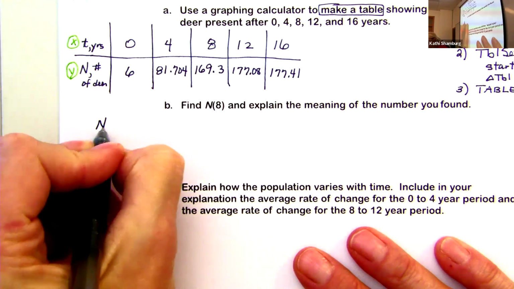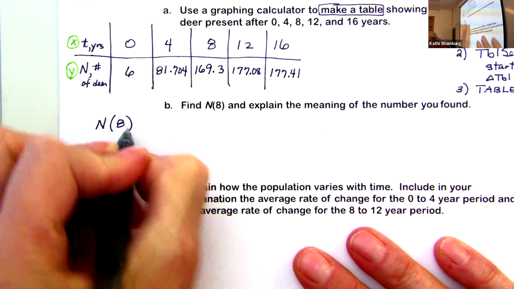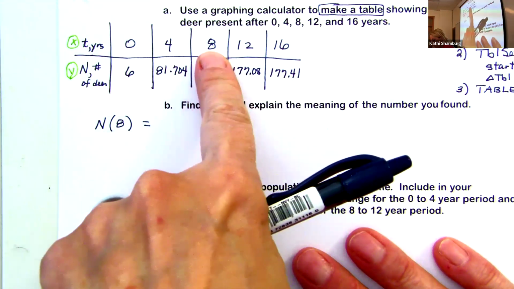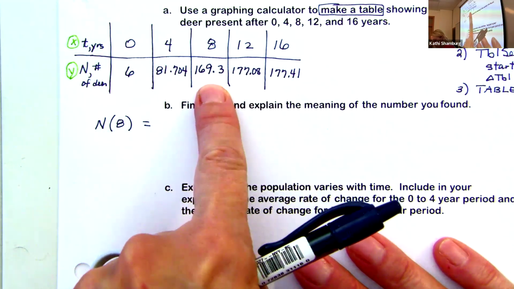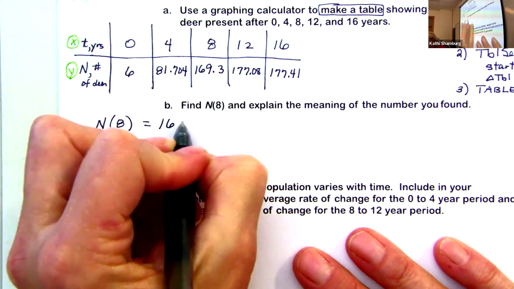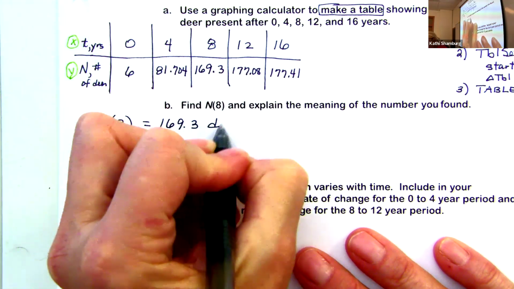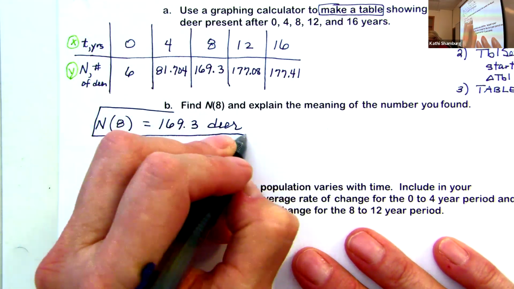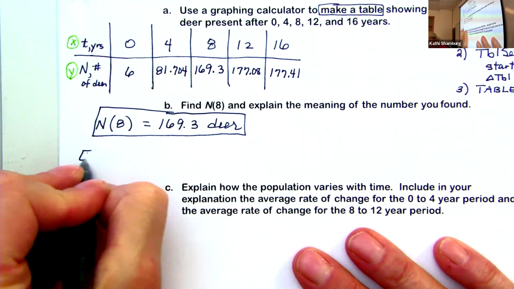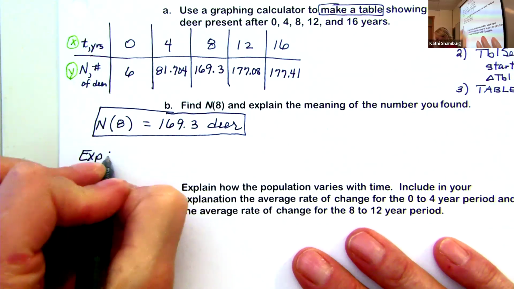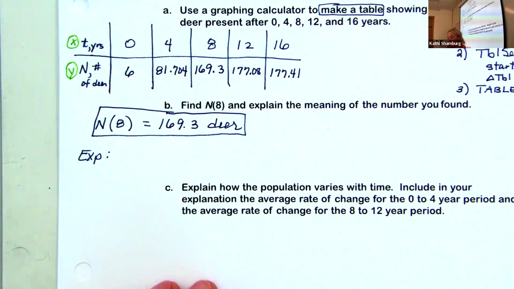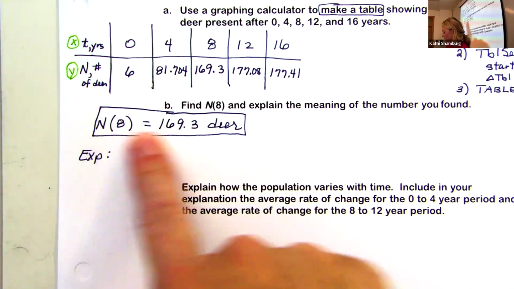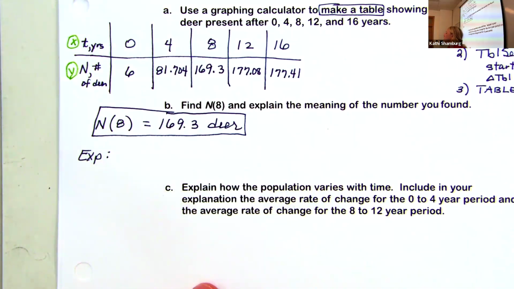Okay. N at 8. So I'm going to go to my table. 8 years. We have 169.3 deer. Be sure that you label deer. Don't just give me a number. All right. So we read that from the table. Now we're going to go to the explain, which we just verbally did that, right? Well, no, we did that for the table in general. This wants to know for this statement right here. Some of you all still need to practice this.